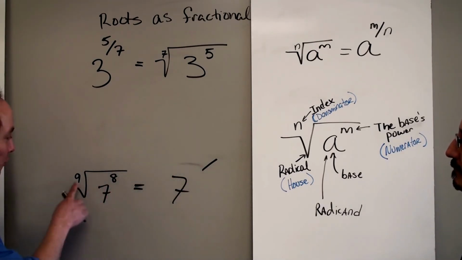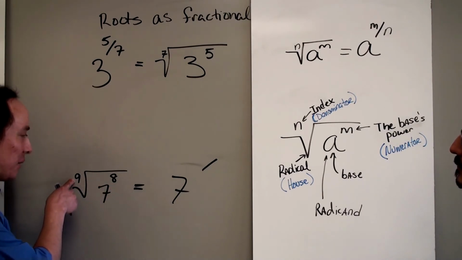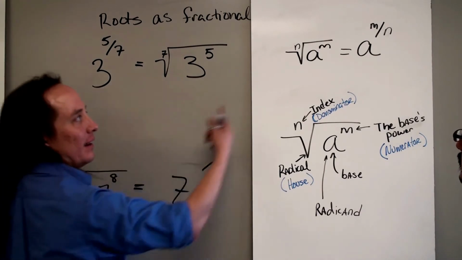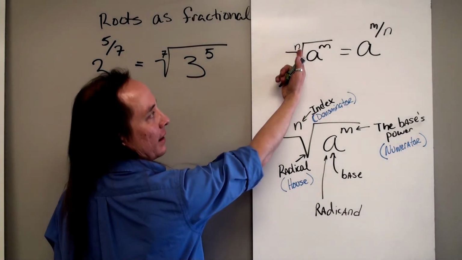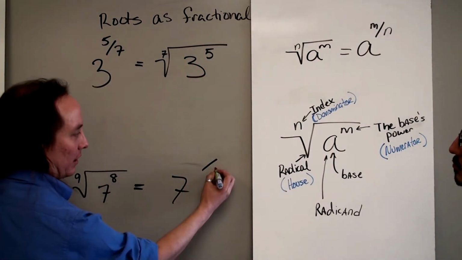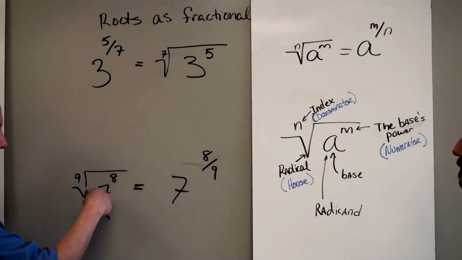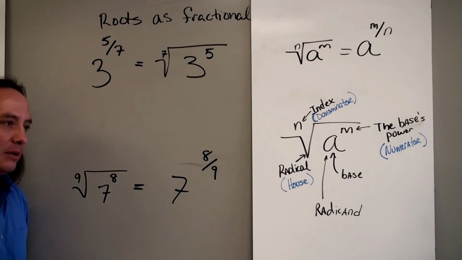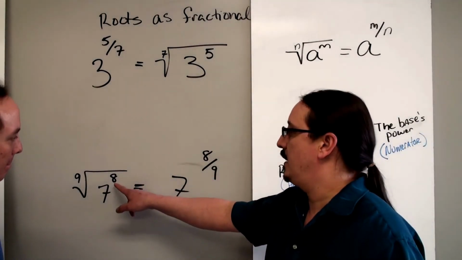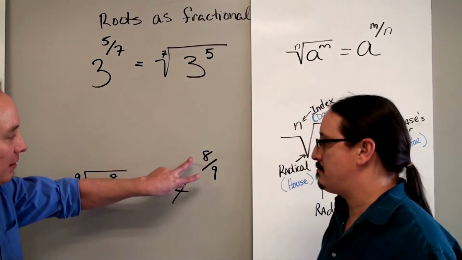Now I just have to figure out which one of these goes where. The one that's outside, what's this thing called again? It's called the index, the n, and the n is the denominator in the fraction, so the 9 goes here. And the 8 is my numerator, the power of the 7. Did I get it right? Yeah, and then again here, before we even get to fractions, we see that not even one 7 could have left, because the fraction is proper.